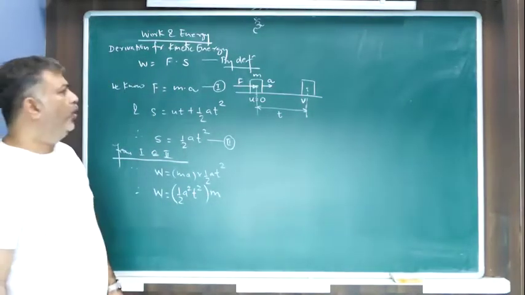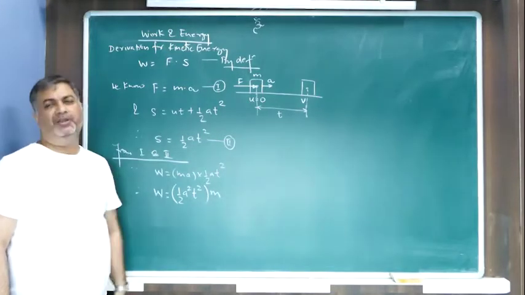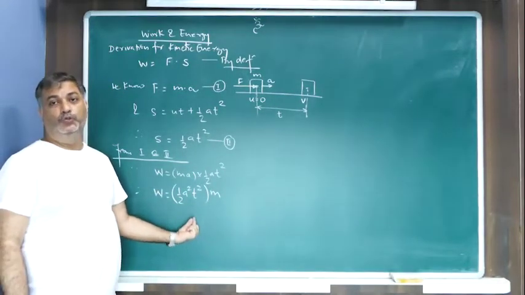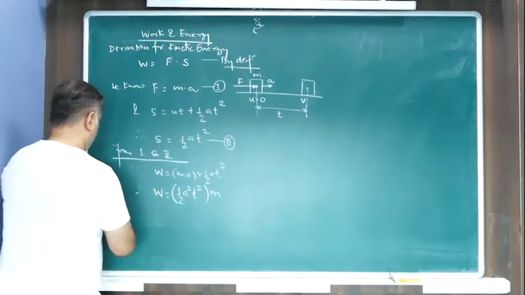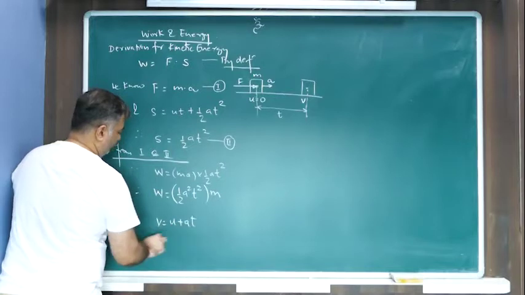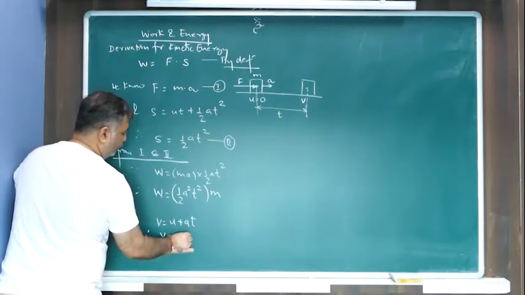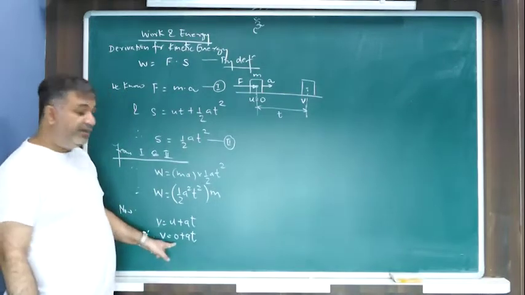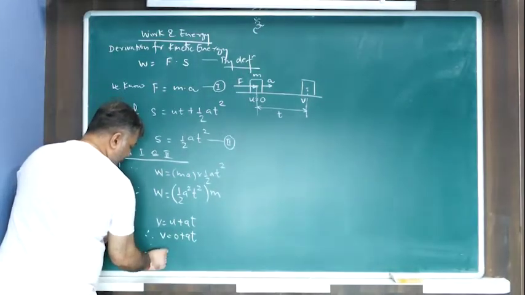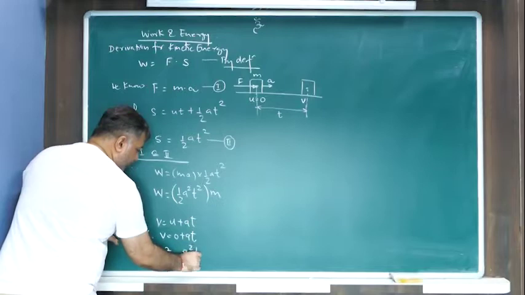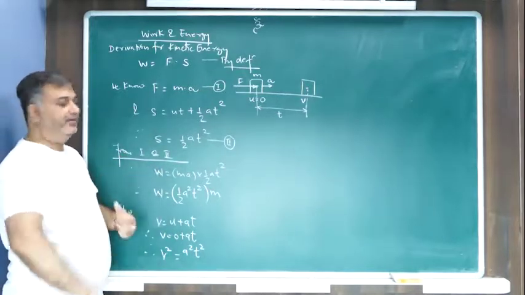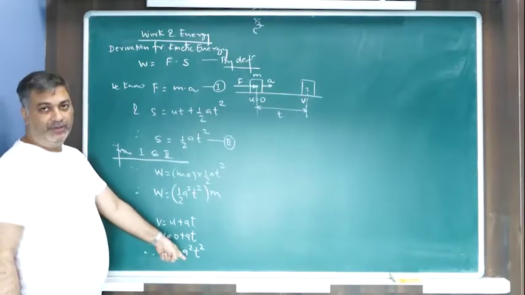Now, we know from Newton's first kinematic equation that V is equal to U plus at. Therefore, V is equal to 0 plus at. Why 0? Because the body started from rest, so U value is 0. So V is equal to at. Therefore, what will be V square? V square is going to be a square t square. What did you do? You squared both sides. So V square is equal to a square t square.